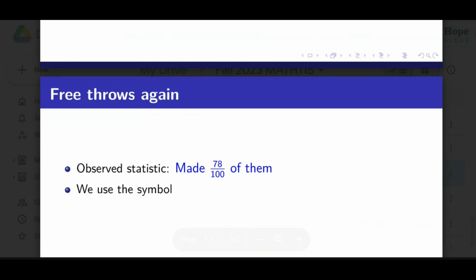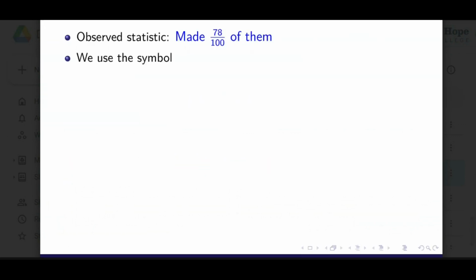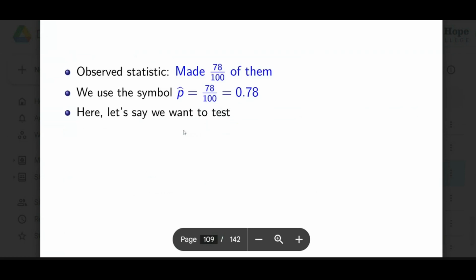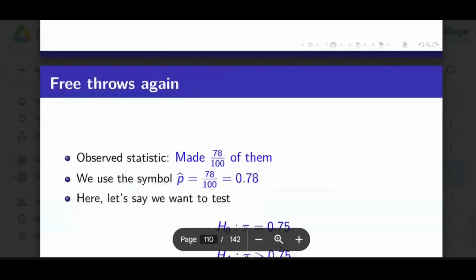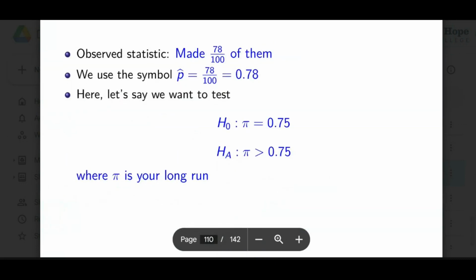So anyway, we use the symbol p hat. It's not pi because it's not long run. How do you know it's not long run? Can I do more than 100 free throws? Of course. The fact that I'm stopping at 100 means it's not long run. So we use the symbol p hat for that. Let's say we want to test this thing now. I purposely picked this because I want to show you the status quo value of pi doesn't always have to be 0.5. I think you all know that. I made it a point to give you homework where pi can be other things.